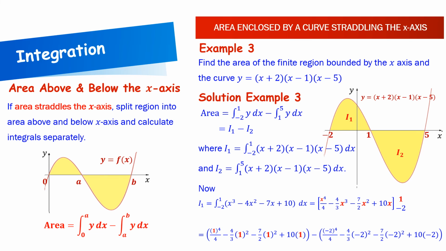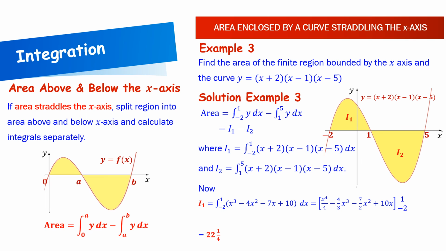And we plug in x equals 1 as shown. And then we subtract this expression with x equals minus 2 plugged in as shown. And tidying up, that gives us 22¼. So I1 equals 22¼.